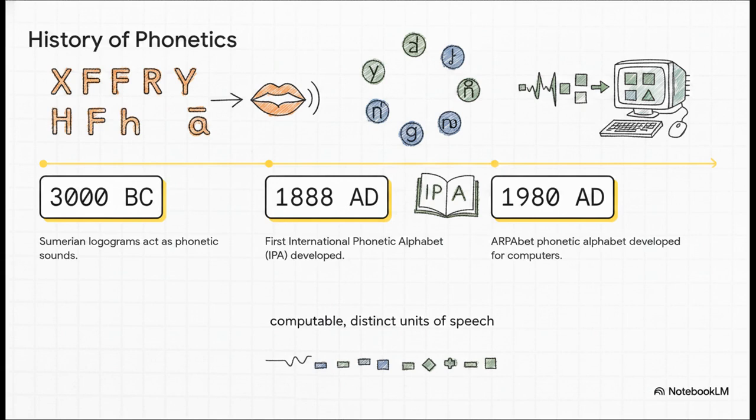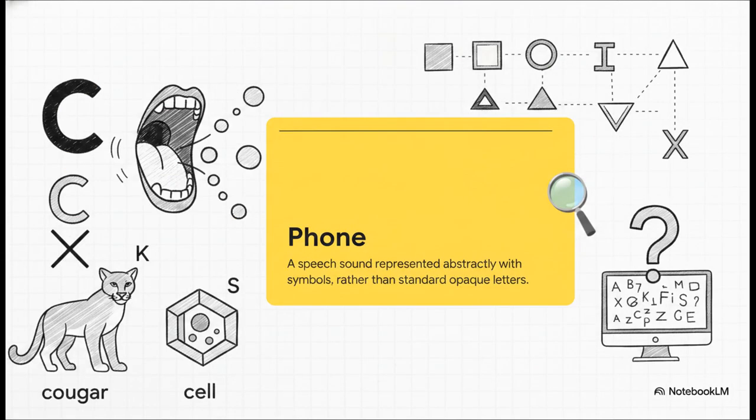What this history shows us is an implicit, enduring idea. The spoken word is not just a continuous, messy noise. It's actually composed of smaller, computable, distinct units of speech. So the absolutely crucial point here is that if we actually want a computer to process speech, we can't just rely on our standard alphabets. A regular letter is just, well, way too opaque. Think about the English letter C. In the word cougar, it sounds like a K, but in the word cell, it sounds like an S. If you feed that inconsistency to a computer, it's going to get very confused very fast.